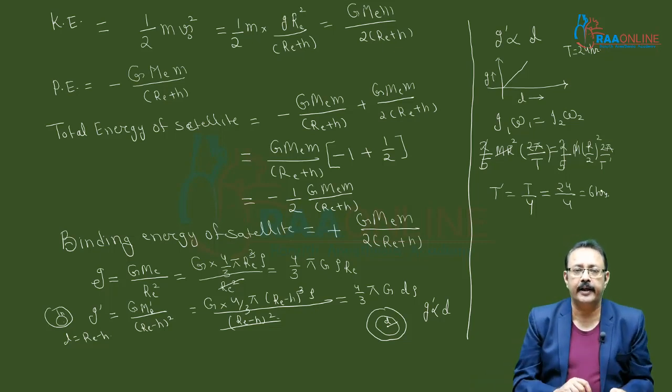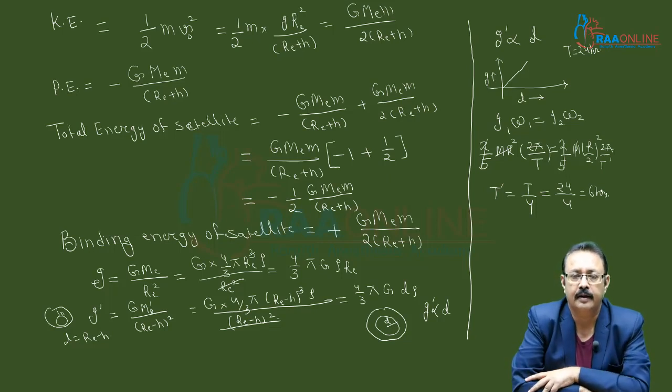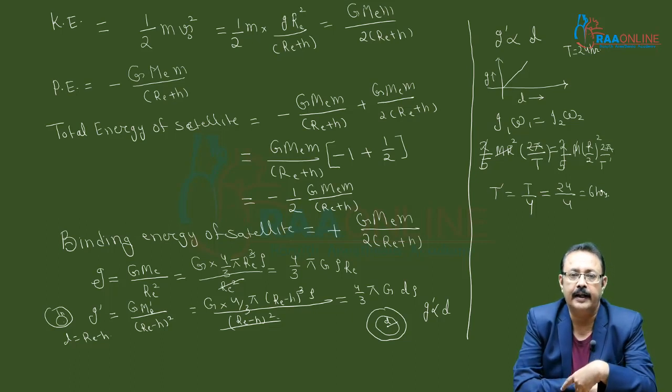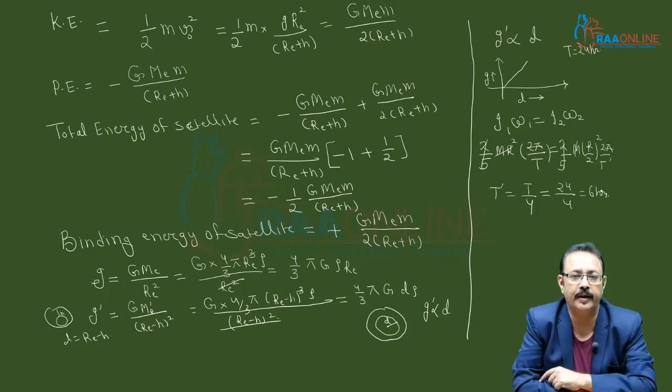It means if suddenly Earth shrinks and its new radius is half of the present radius, the length of day will become 6 hours, means 3 hours day, 3 hours night. Okay, so you can calculate this.